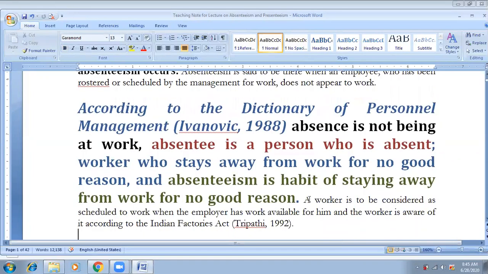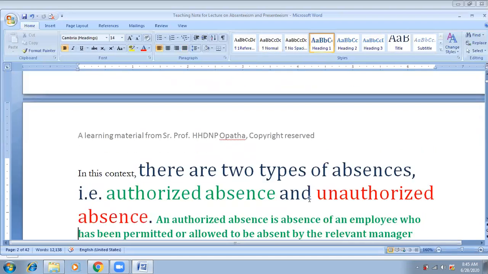Then there are some other definitions from the Dictionary of Personnel Management by Owing, 1988. Absent is not being at work. Absentee is a person who is absent, the worker who stays away from work for no good reason. And absenteeism is the habit of staying away from work for no good reason. But here there is an expectation on the part of the employer. While the employer is expecting, the relevant employee doesn't come to work, then absenteeism occurs.